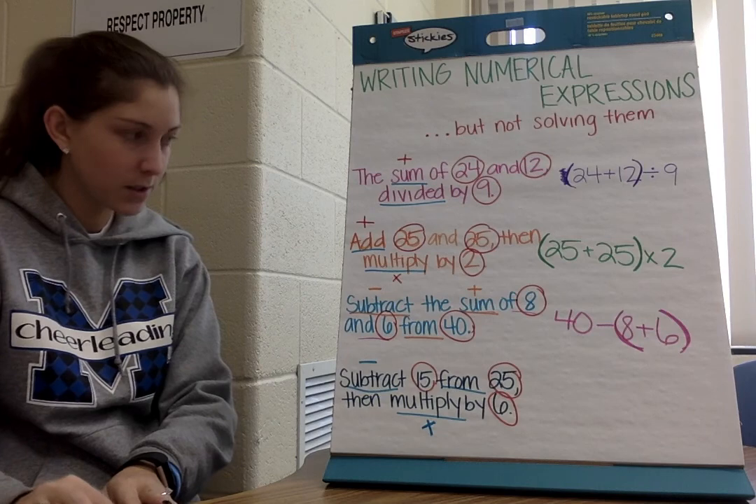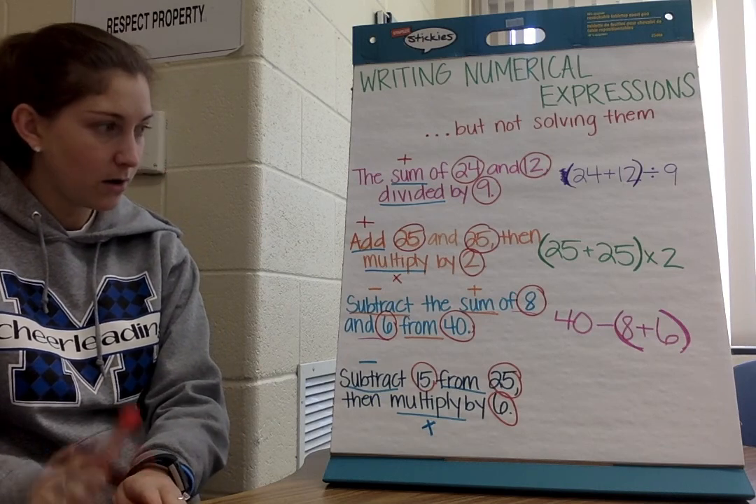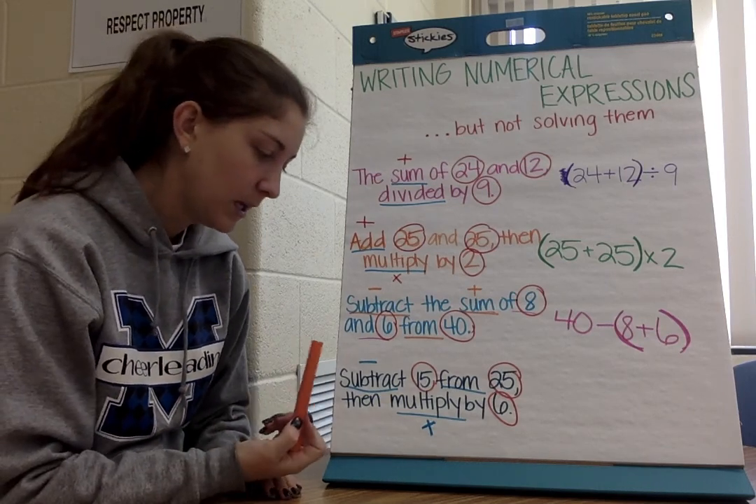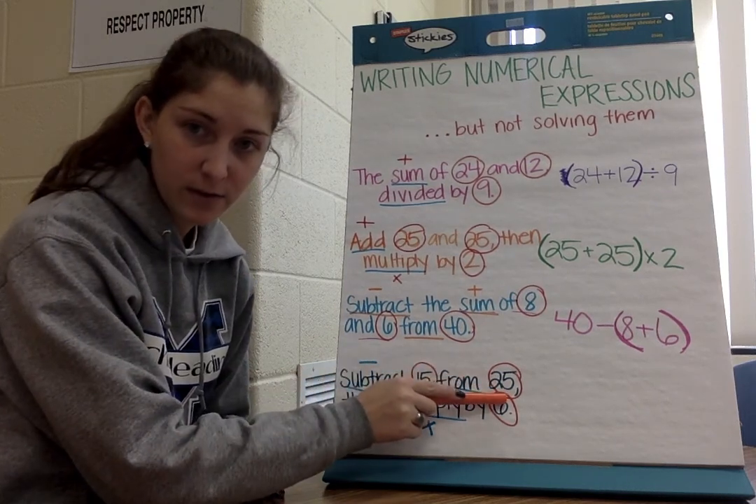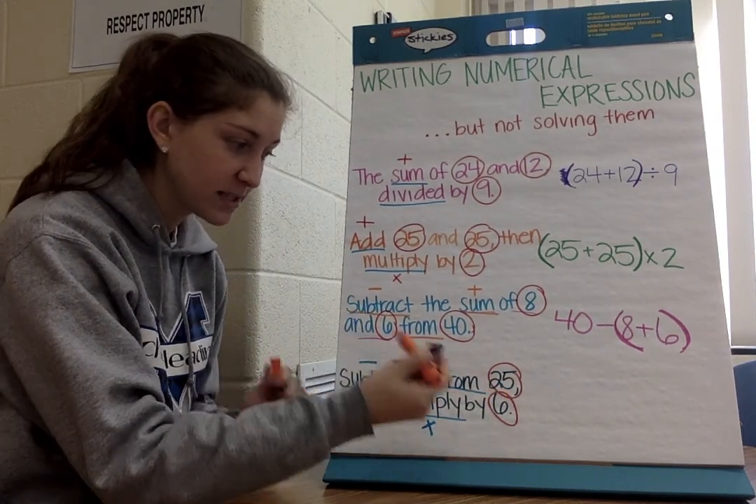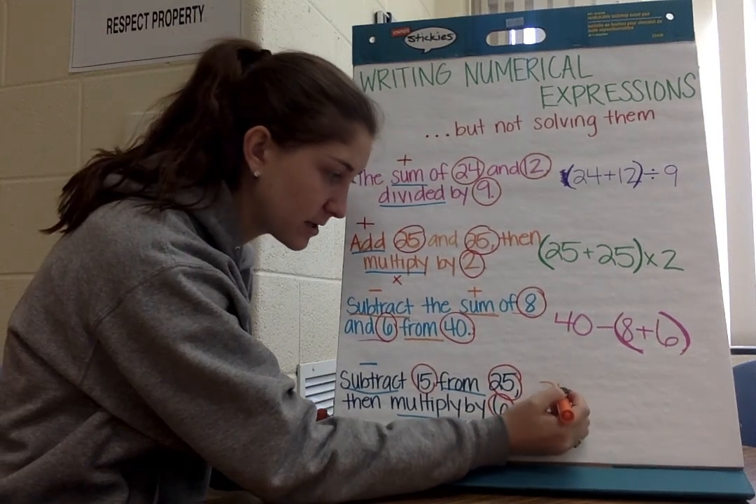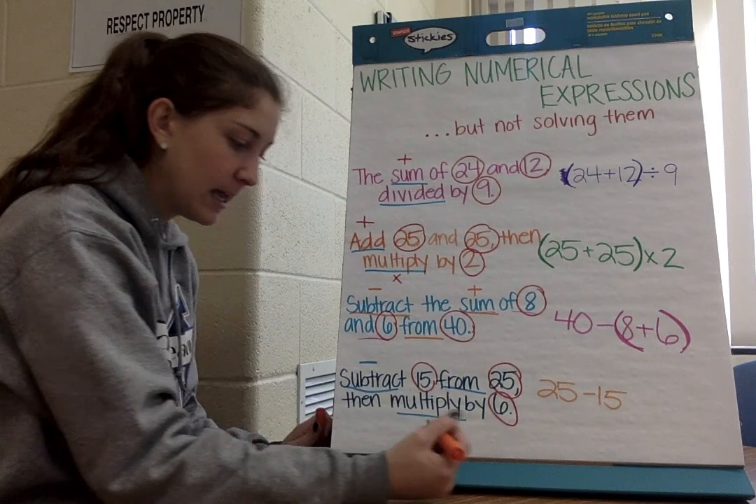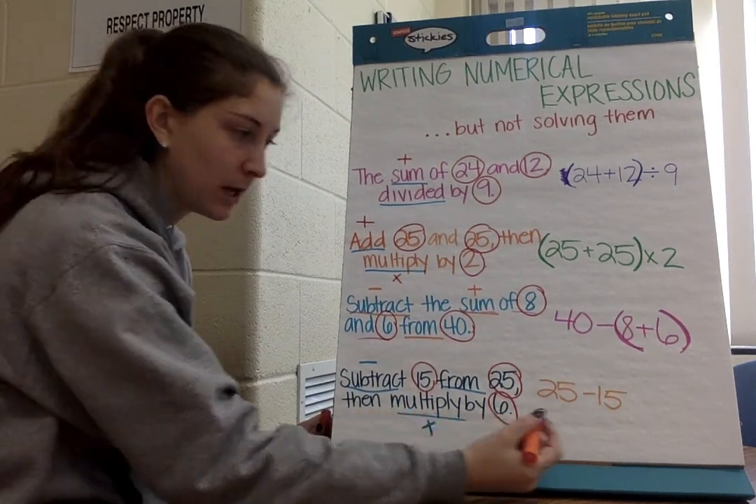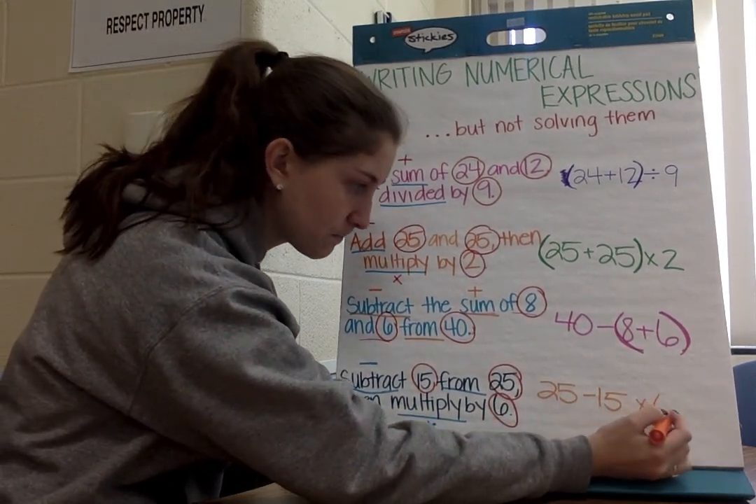I'm going to use my orange marker this time. It says subtract 15 from 25. So 25 has to be the first number that I write because I want to subtract that. I want to subtract 15 from 25. And then multiply by 6.